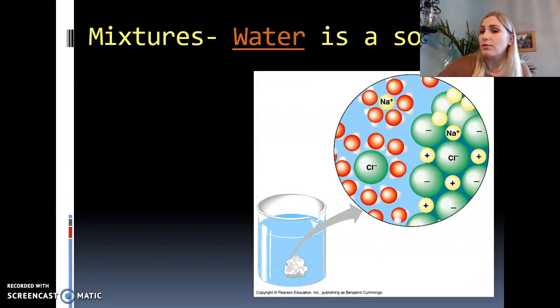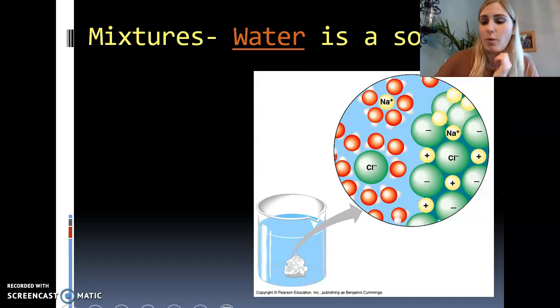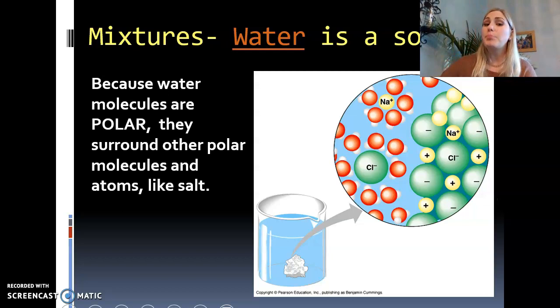Water is also a solvent. I know it's kind of hard to see here. There we go. Water is a solvent, which means that it can dissolve other things. Solvent is going to be another word for the larger liquid that is involved. Let's say you're making Kool-Aid, water is the solvent, the Kool-Aid and the sugar are going to be the solutes. So in this instance, we have water, and water is polar.